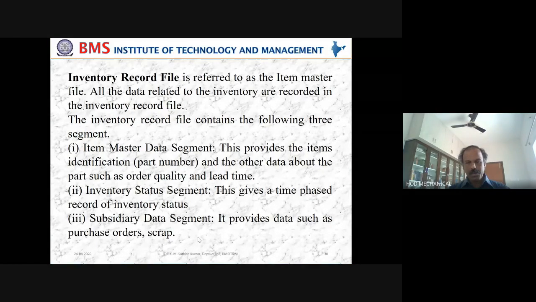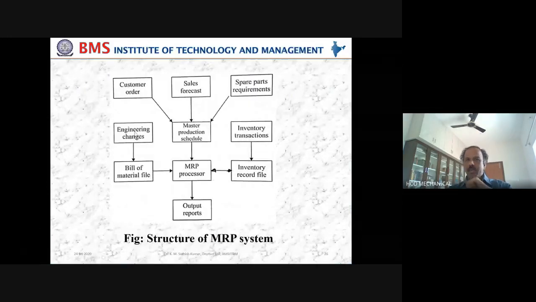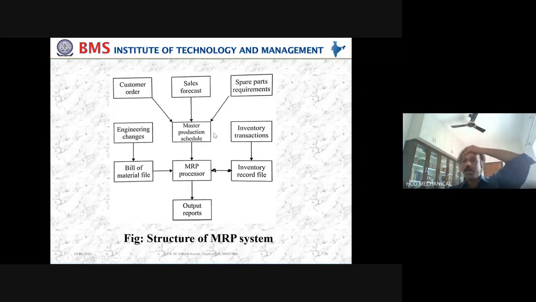Right. So please remember, these are the three different inputs. The first one is the master production schedule, which says how many products have to be produced and when you are going to produce them. The value of this master production schedule can be arrived at by knowing the fixed customer orders or the sales forecast, and the requirement of spare parts.